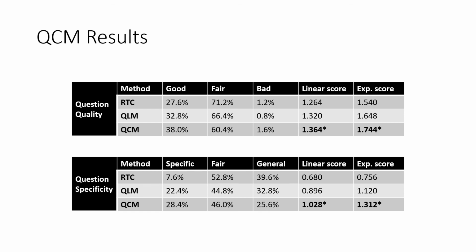So again, we use the human annotators to label our data, and then we observe that this model leads to higher quality clarifying questions, which are statistically significant, also more specific clarifying questions. And the intuition is that this model tries to maximize the likelihood of clarification.